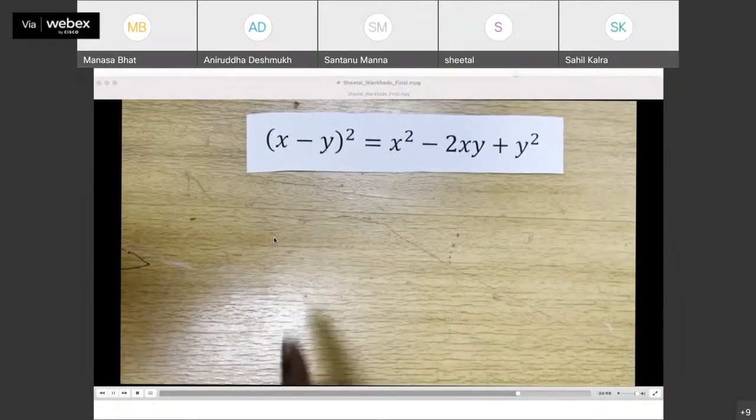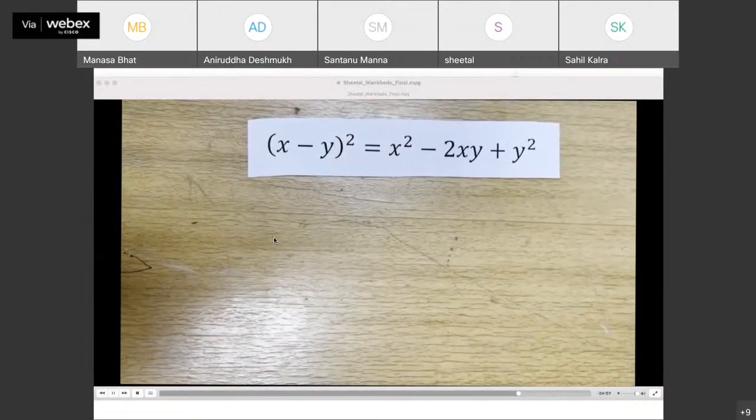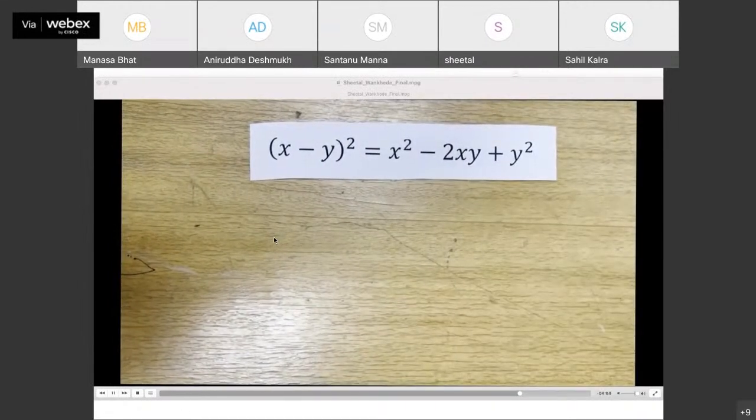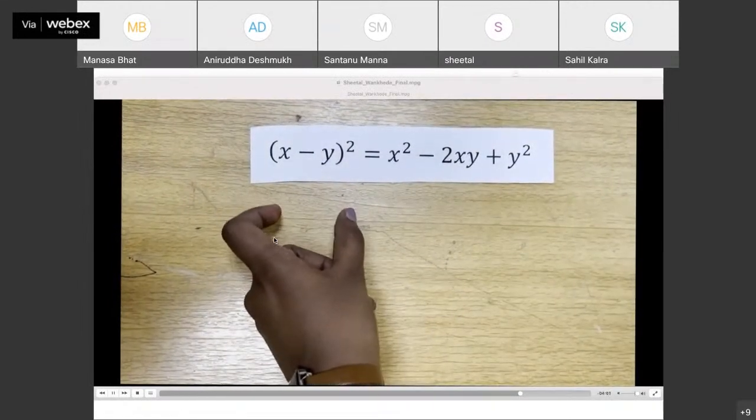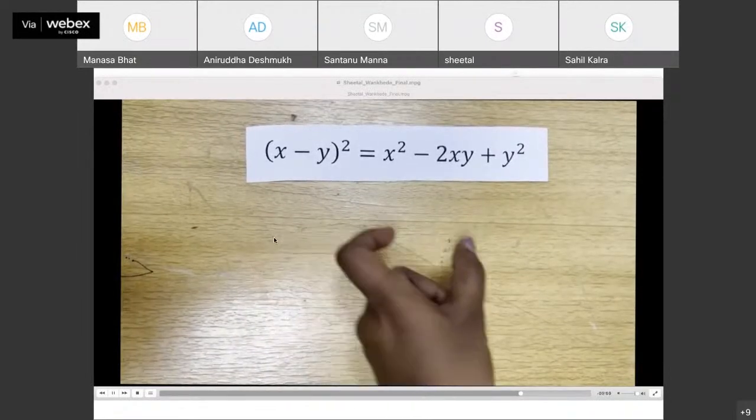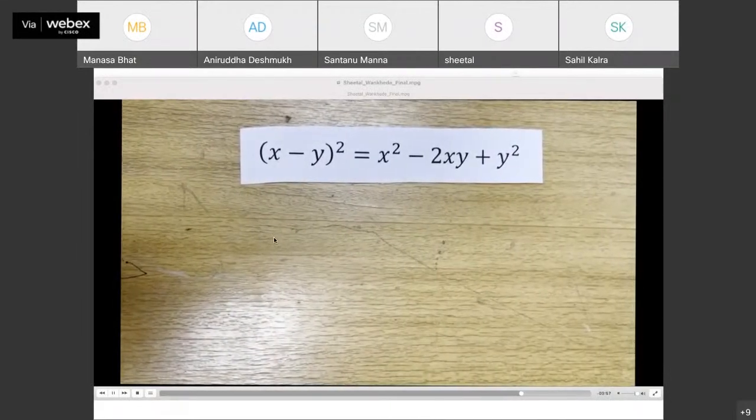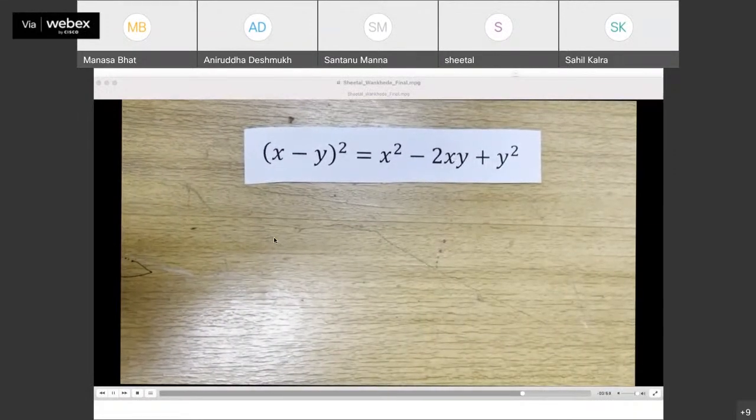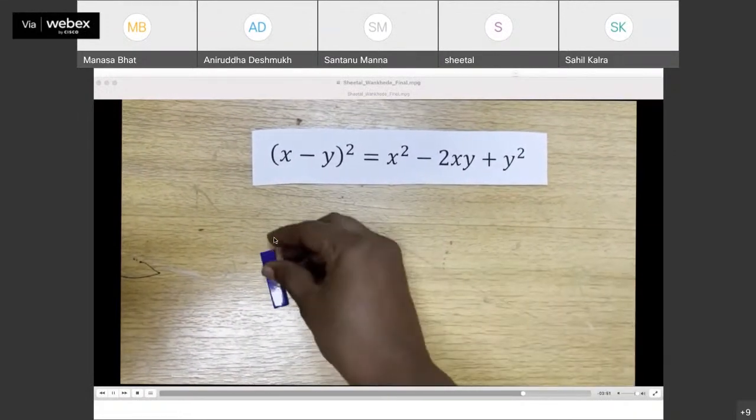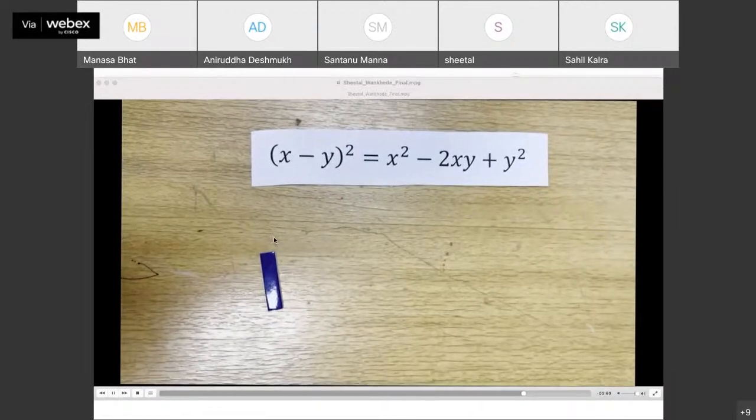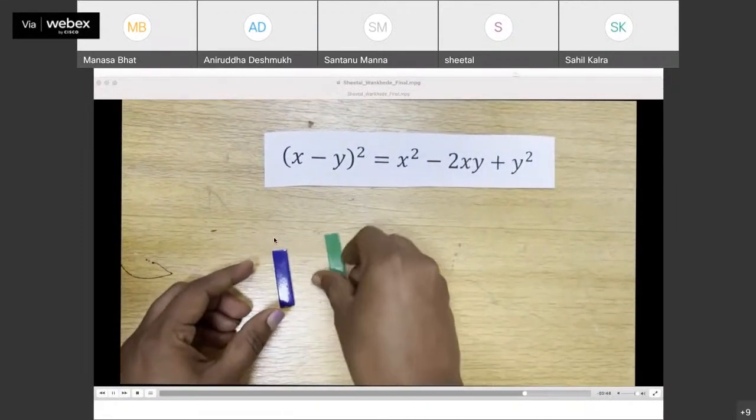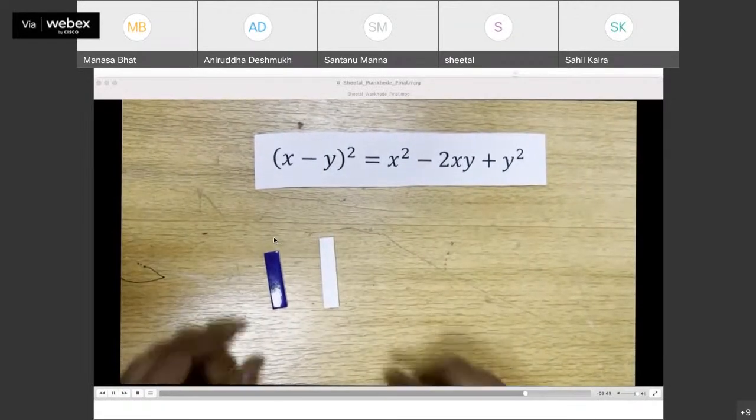Similarly, we are going to prove this identity: (x minus y) square is equal to x square minus 2xy plus y square. Again, we take the product of these two polynomials, x minus y into x minus y. So we are going to compute our square whose length is x minus y. So this is your x times and this is your y times. So if this is your y times, that gives you your minus y times.